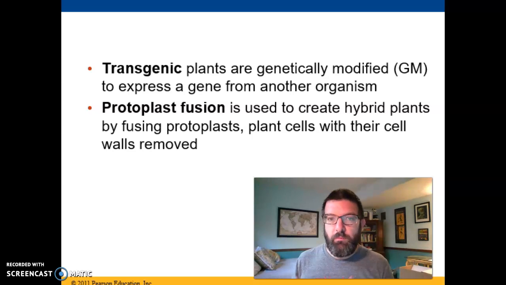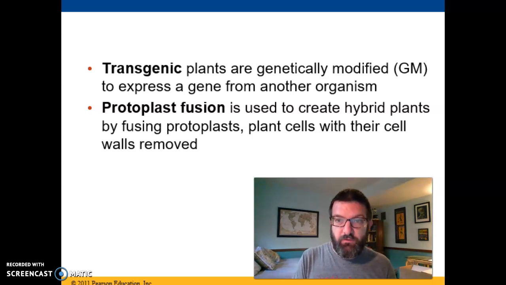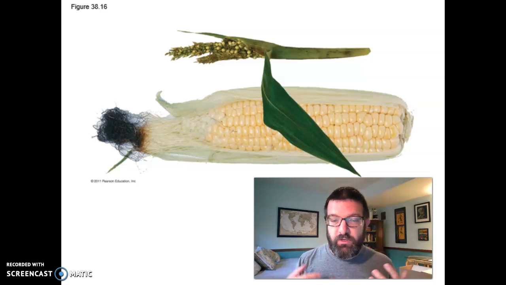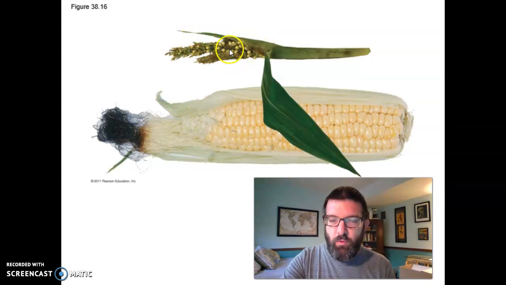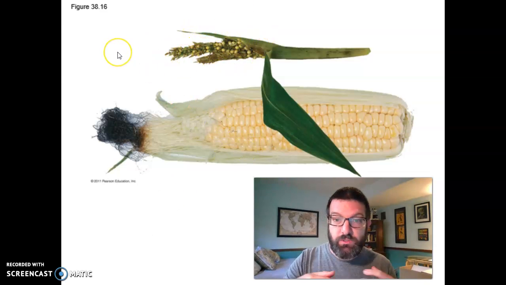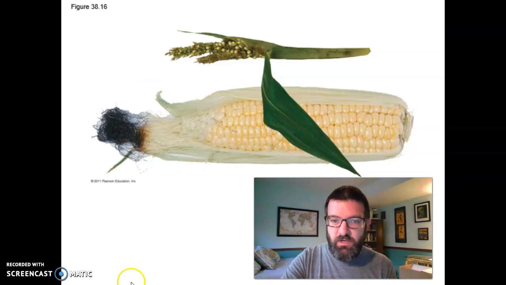Now we can also introduce genes into a plant from an entirely different organism. These are called genetically modified organisms, and you can do this in a number of ways. For instance, protoplast fusion creates hybrid plants by taking protoplasts and fusing them together with the cell walls removed. Now, we've been genetically modifying plants for years in small, subtle ways by breeding them. So this is the ancestor of corn, and by breeding it with other individuals that had larger and larger kernels, we ended up with this over hundreds and hundreds of years.